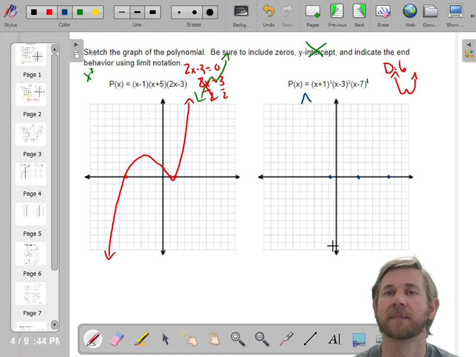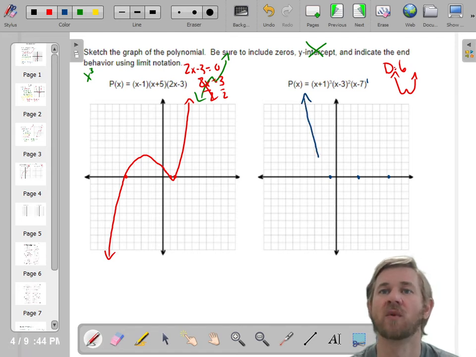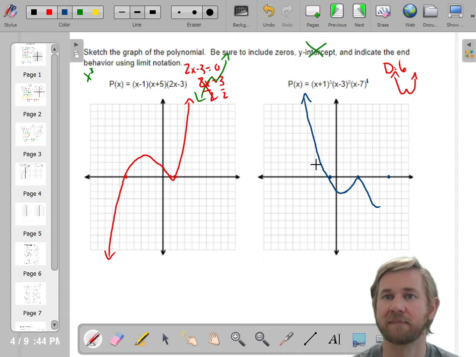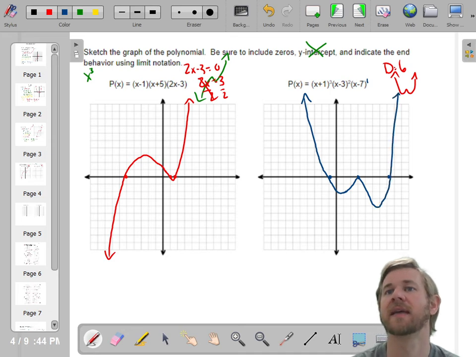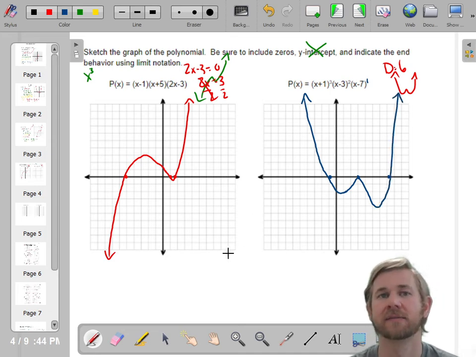So starting up here, I go down, I get to -1, and I'm like, that's odd, so it passes through. 3 is odd, so it passes through -1. Then I get to this guy, and I bounce off of it, because it's an even degree multiplicity. That means it bounces off the x-axis. Then when I get to 7, it's odd again, so it goes through, and then I get my end behavior like I needed. It's my W again.